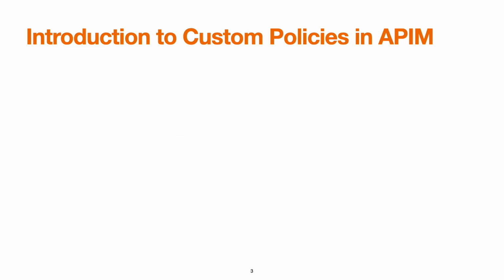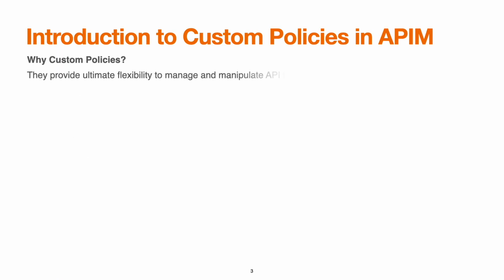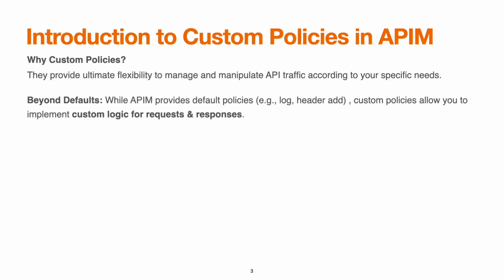Introduction to custom policies in API Manager. So, why custom policies? In a single word, it's flexibility. It provides ultimate control to manage and manipulate your API traffic according to your project or organization's very specific requirements. While the default policies are fantastic for common tasks, custom policies allow you to break beyond those defaults and implement logic which is uniquely yours for both requests and responses.